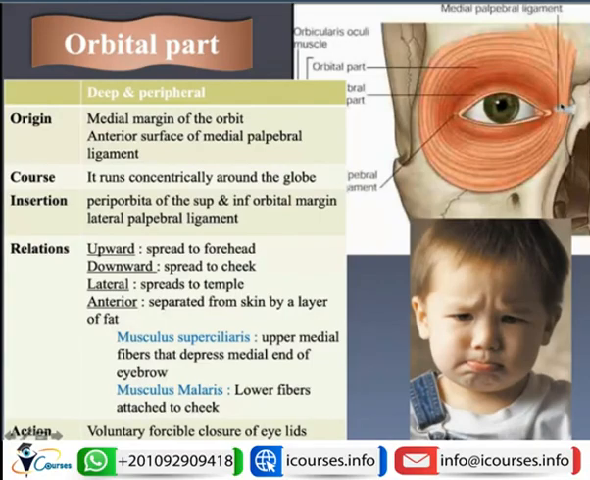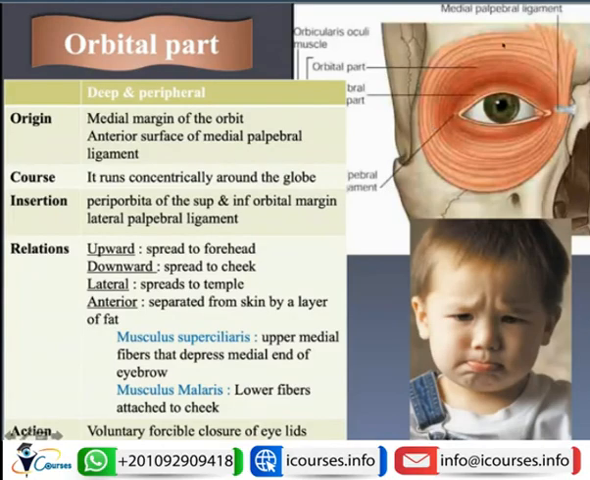After this, the muscle runs in a circular course concentrically around the globe, and as it runs, it inserts into the superior and inferior orbital margin. So as the muscle runs around the eyeball, they will insert into the inferior orbital margin and into the superior orbital margin until they're fused together and attached to what is called the lateral palpebral ligament. So the lateral palpebral ligament is one of the insertions of the orbital part of the orbicularis oculi.